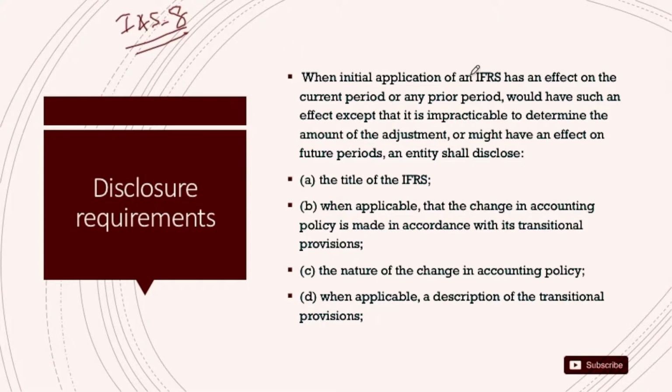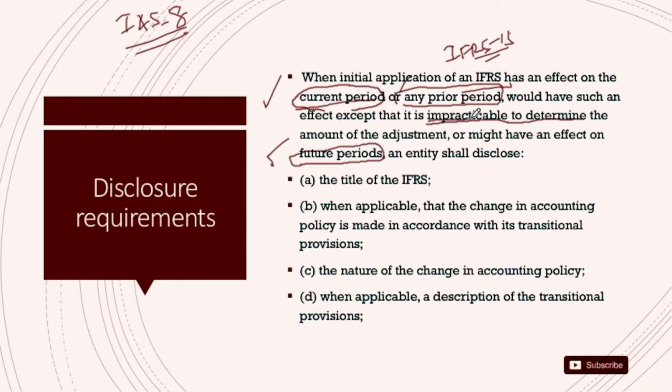When the initial application of an IFRS, suppose it's IFRS 15, any IFRS, has an impact on the current period or any prior period, except to the extent it is impracticable. Sometimes the requirement is very demanding, and it will sometimes be impracticable to apply everything, or it may have an effect on the future period. It is either going to have an effect on the current period, prior period, or future period. Except where it is impracticable to determine, we need to disclose this.